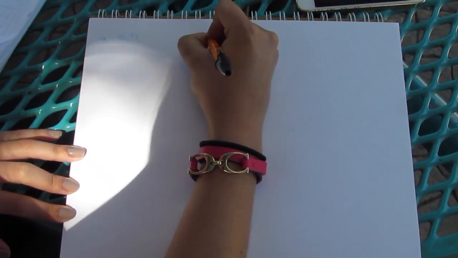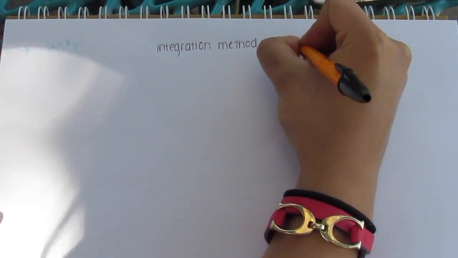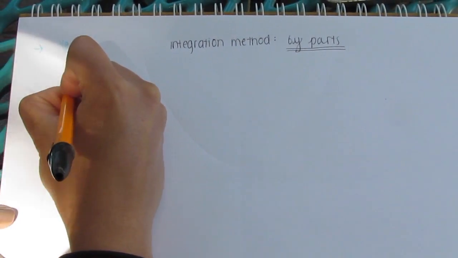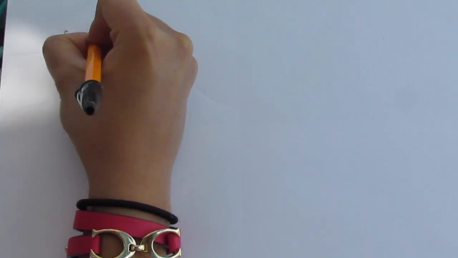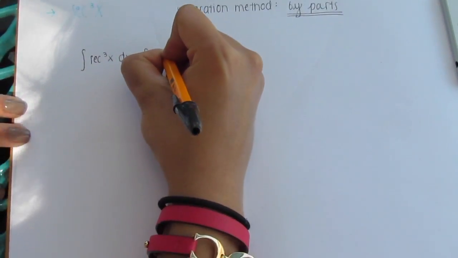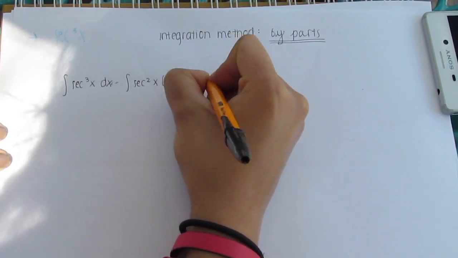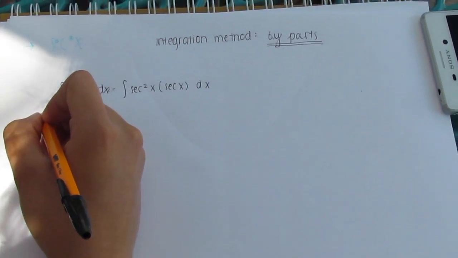We are going to integrate the function along the x-axis, and we will use the integration by parts method to integrate the function. So we have the function secant cubed of x. First of all, the antiderivative of secant cubed of x dx equals the antiderivative of secant squared of x times secant of x dx.